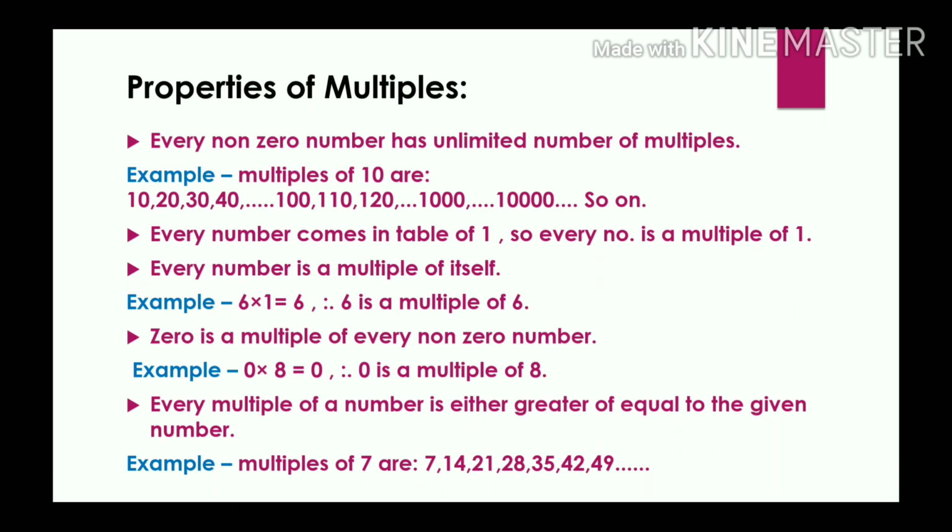Now the last one: every multiple of a number is either greater than or equal to the given number. For example, multiples of 7 are 7, 14, 21, 28, 35, 42, 49, and so on. Here you can see all the multiples of 7 are greater than 7, and 7 is the number itself, so it is equal to the number.